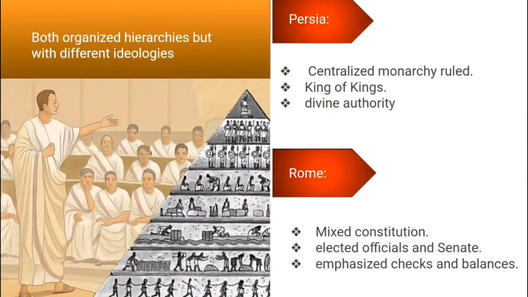Let's start with the basic idea of how both systems were run. The Persian Empire had a centralized monarchy, which means all power was in the hands of one king, known as the King of Kings or Shahanshah. He claimed that his power came from Ahura Mazda, the main god in their religion. On the other hand, the Roman Republic followed a mixed system, where power was shared between elected leaders and the Senate. They used checks and balances to make sure no one person or group had too much power or control. So, even though both had organized governments, their main ideas were different. Persia focused on religious authority, while Rome focused on laws and public participation.